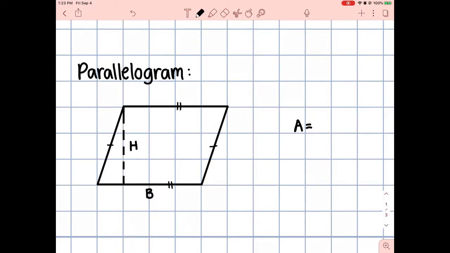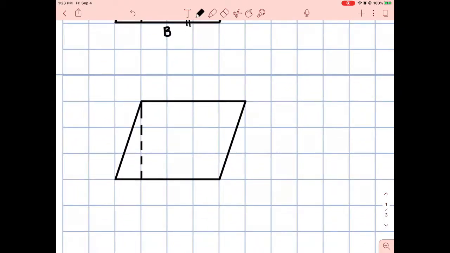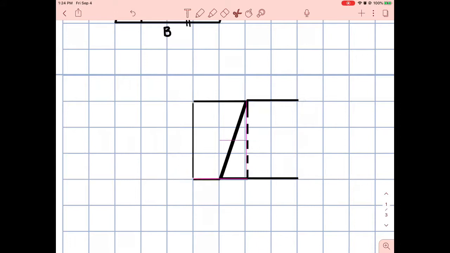So to find the formula for the area, we're going to use a completely different method. So what we're going to do is we're going to divide this parallelogram into different shapes. We're going to erase a little part here. You can see. And we're going to take this side and move it onto this side. And as you can see, we've created a rectangle.